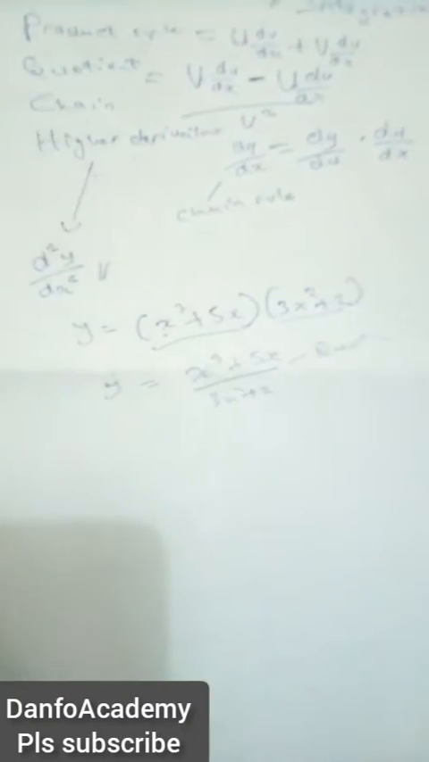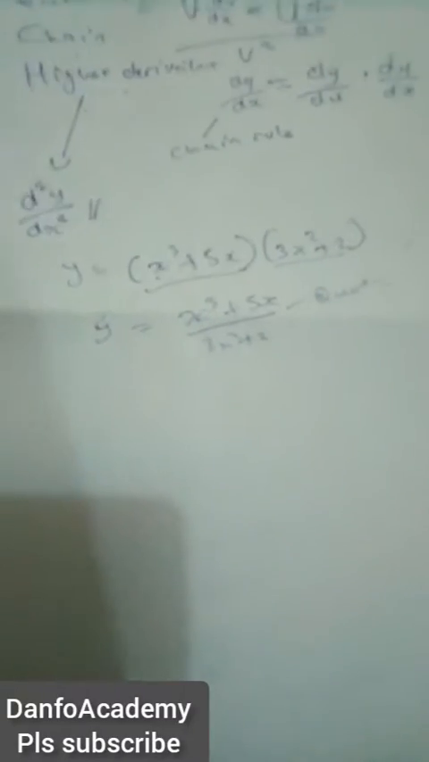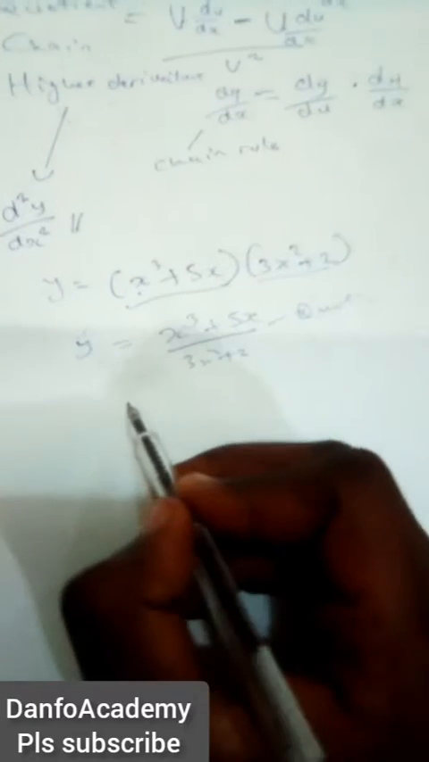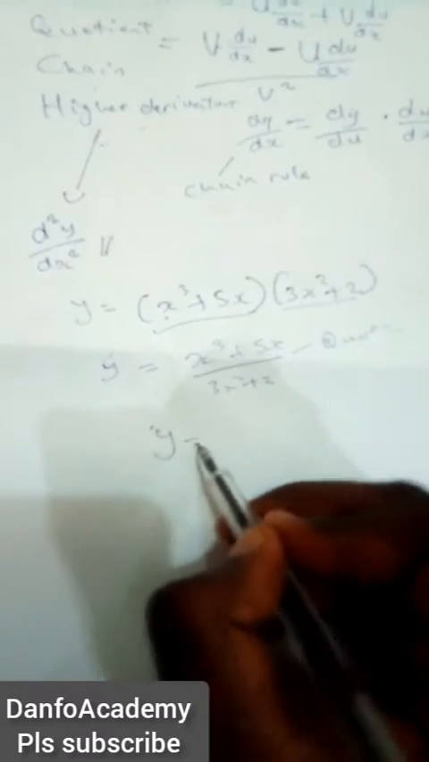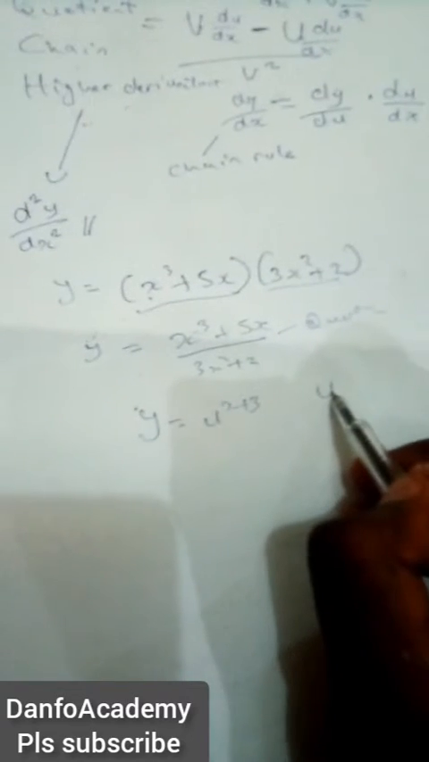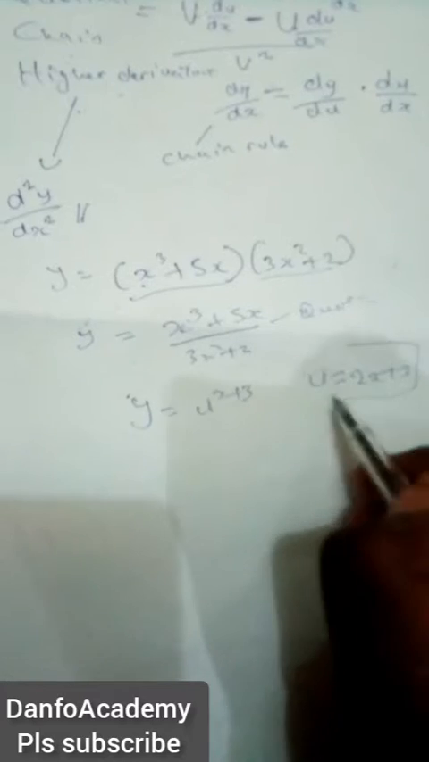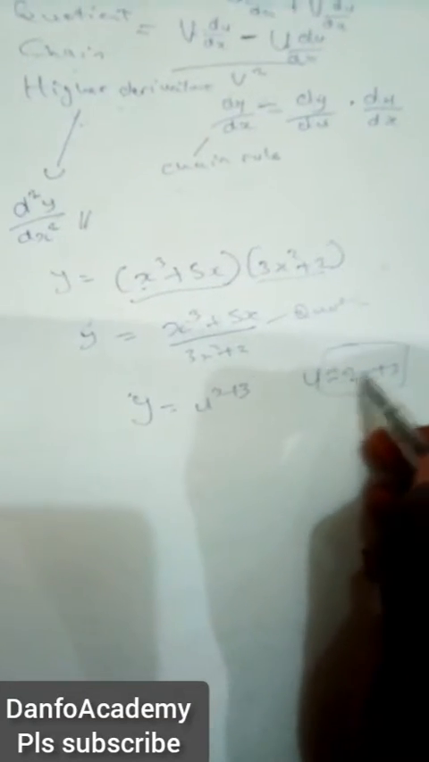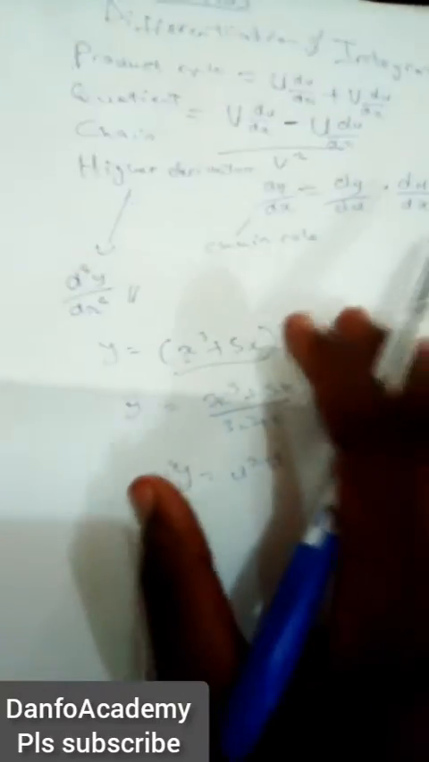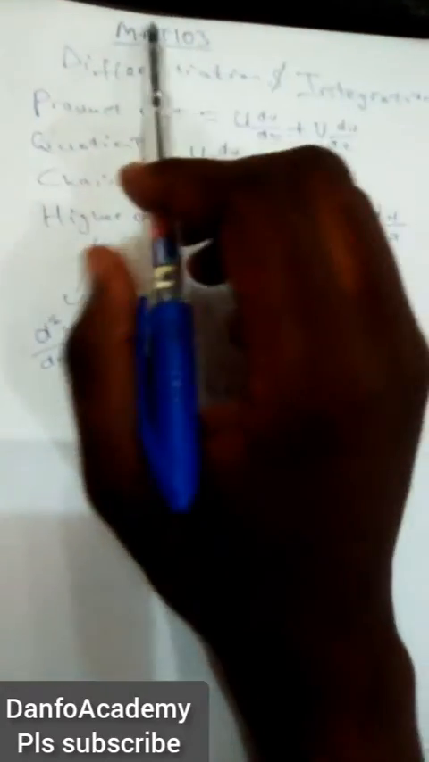When you're talking about the chain rule, it always comes in one entity. Let's say y equals u cubed plus 3, or u equals 2x plus 3. As you can see, this is one entity, so you have to use the chain rule, or function of a function. You have to know all these in differentiation to pass your Maths 103 well.